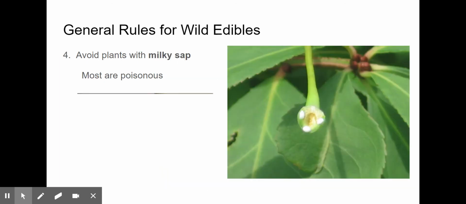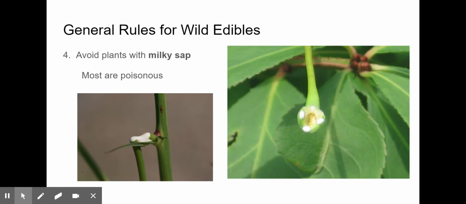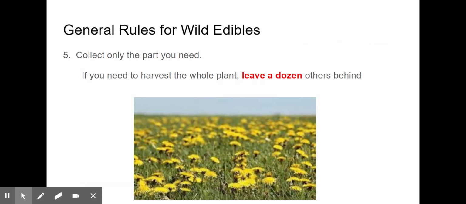So next, we want to avoid plants that have a milky sap. Again, over time, plants need to develop some defense mechanisms so they don't go around and just get eaten all the time. So most of these milky sap plants are poisonous. There's going to be a couple examples in class that we talk about where this isn't true. But in general, you pick something, you harvest something, you cut something, and it's leaking that white milky sap, you're not going to want to eat it. So just be careful with that.